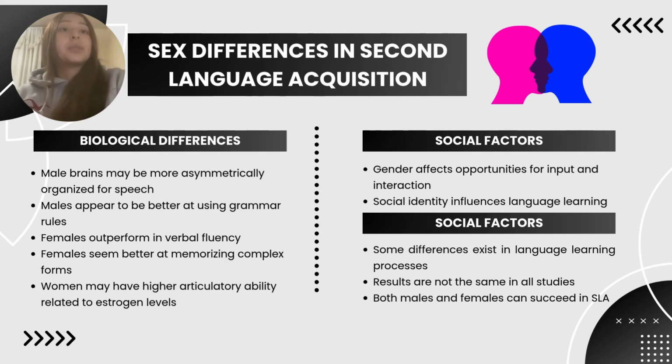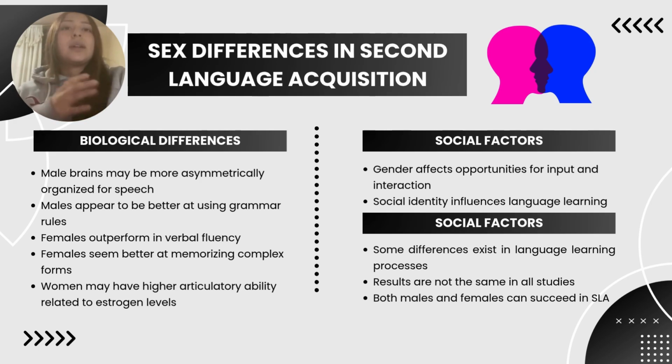Now I will talk about the differences between males and females. In this complex process, there are many opinions about the learning differences between the sexes. Some people think that men learn faster, especially in Western cultures, but researchers don't always say the same. There are some biological differences that can affect learning. For example, Kimura says that the man's brain may be more asymmetrically organized for speech. Also, Harper found that males can be better at using grammar rules.